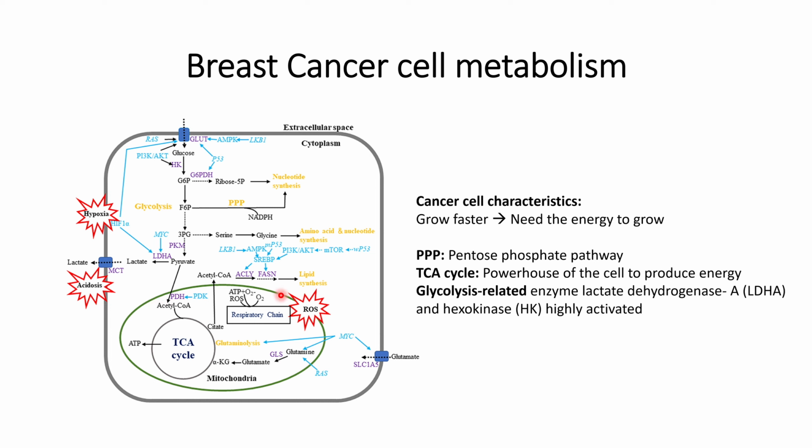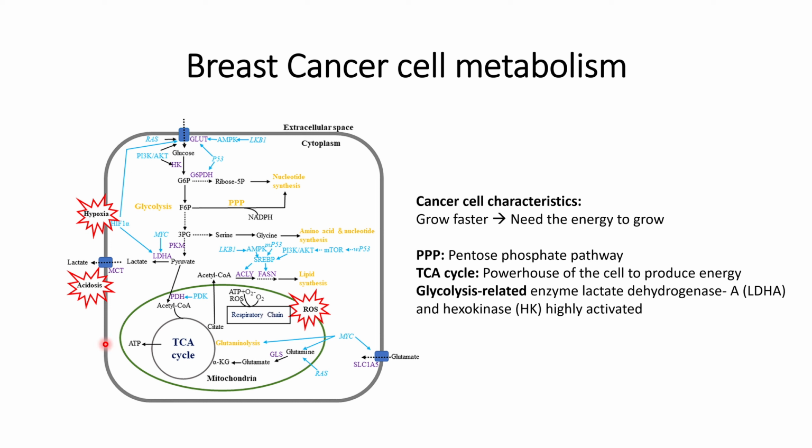As we know, mitochondria is known as the powerhouse of the cells, so the TCA cycle is also upregulated because reactive oxygen species are increased within the cancerous cells. This leads to high activation of the TCA cycle, and this also helps the cancerous cells make up for the energy needed for their faster growth.